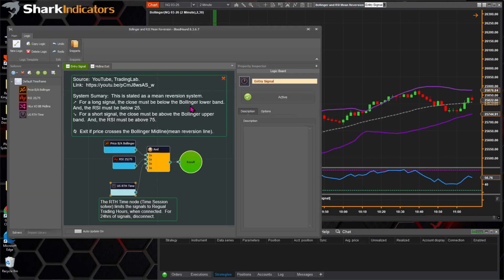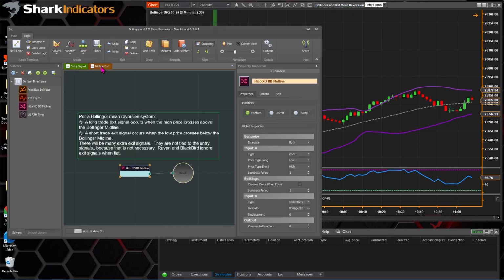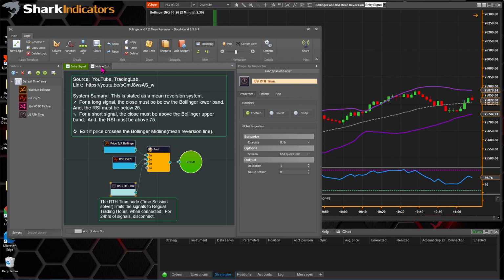So let's open up Bloodhound here. As you look at the two different logic templates, the entry signals and that exit, you can see there's a full explanation there. Also included as a little extra is a US RTH time node. This restricts your signals to only RTH. If you want to see 24 hours of signals, just simply disconnect it, and there you go.